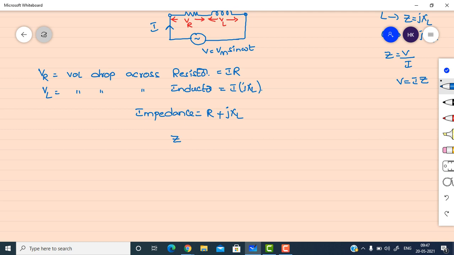So generally we know the formula for impedance. Impedance is equal to voltage by current. From this, voltage is equal to I into Z. In place of Z, I will substitute this value, impedance value. I is the total current in the circuit. V is the total voltage in the circuit. Now the total impedance is R plus JXL. Now it is V is equal to I into R plus JIXL.